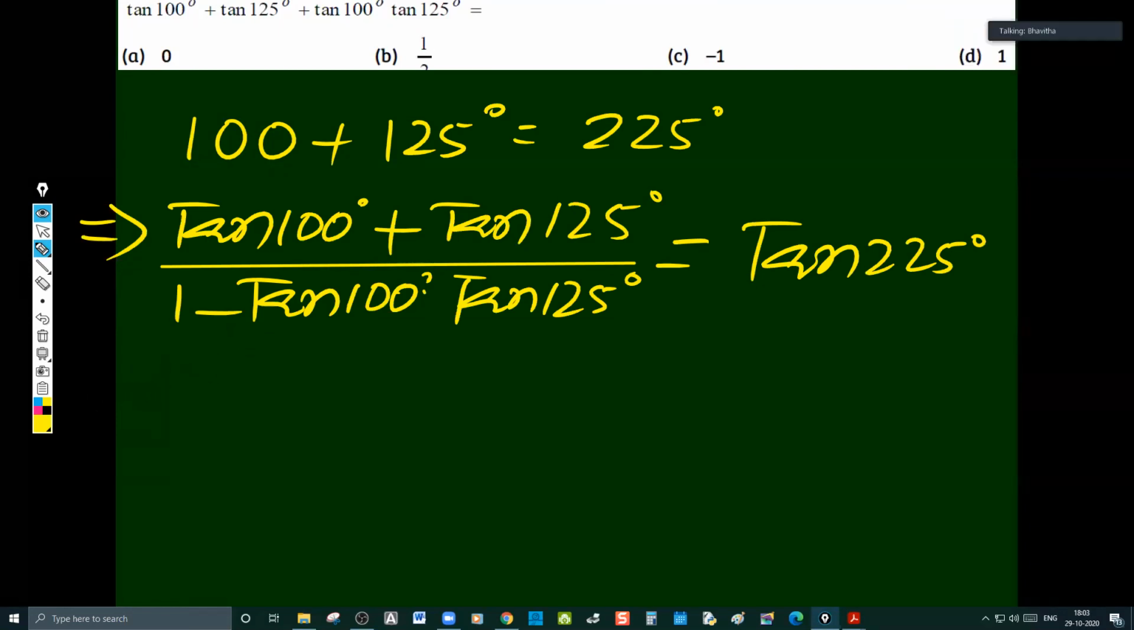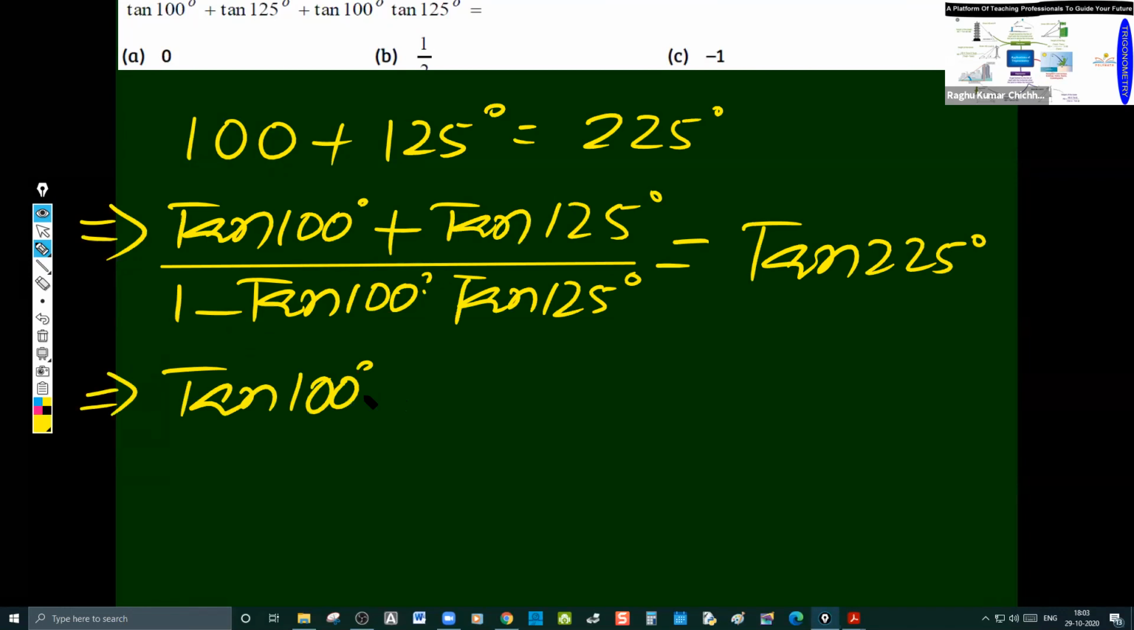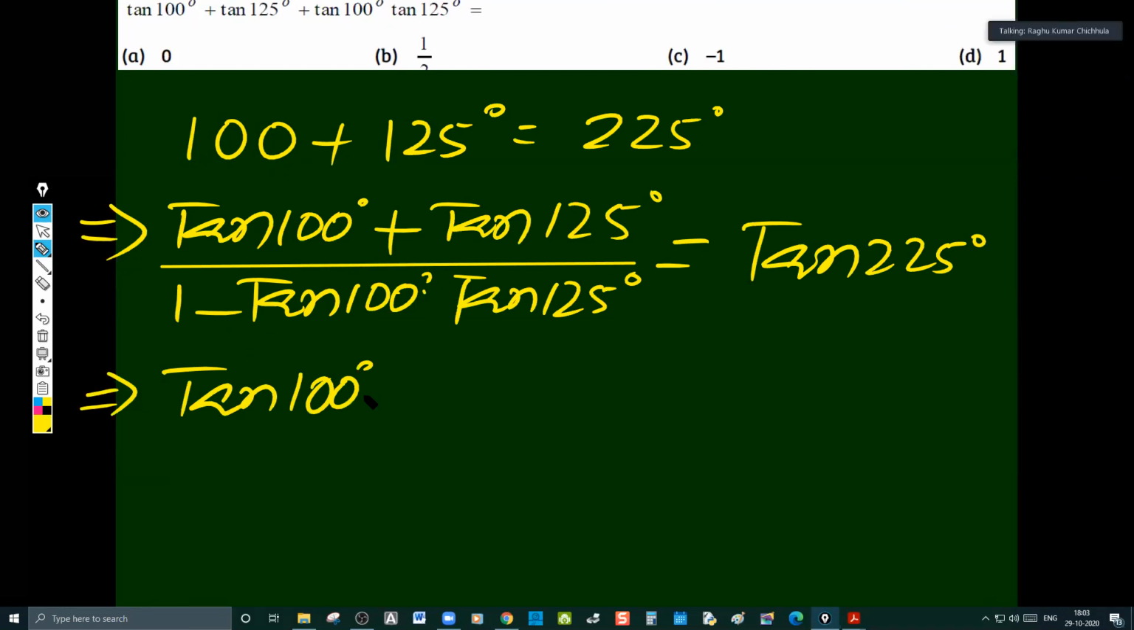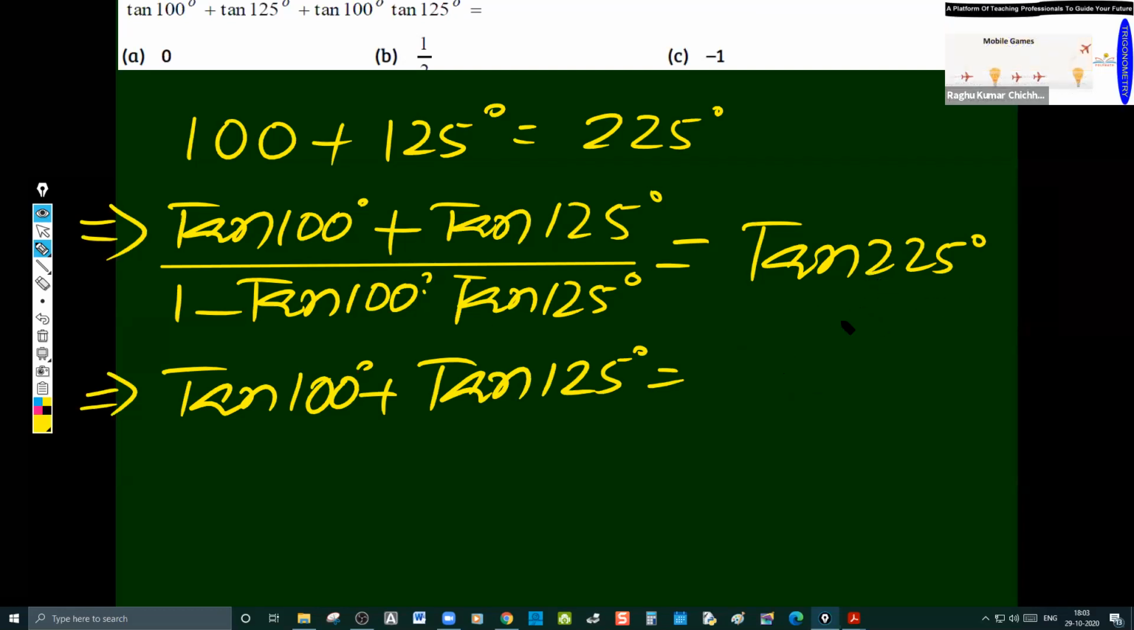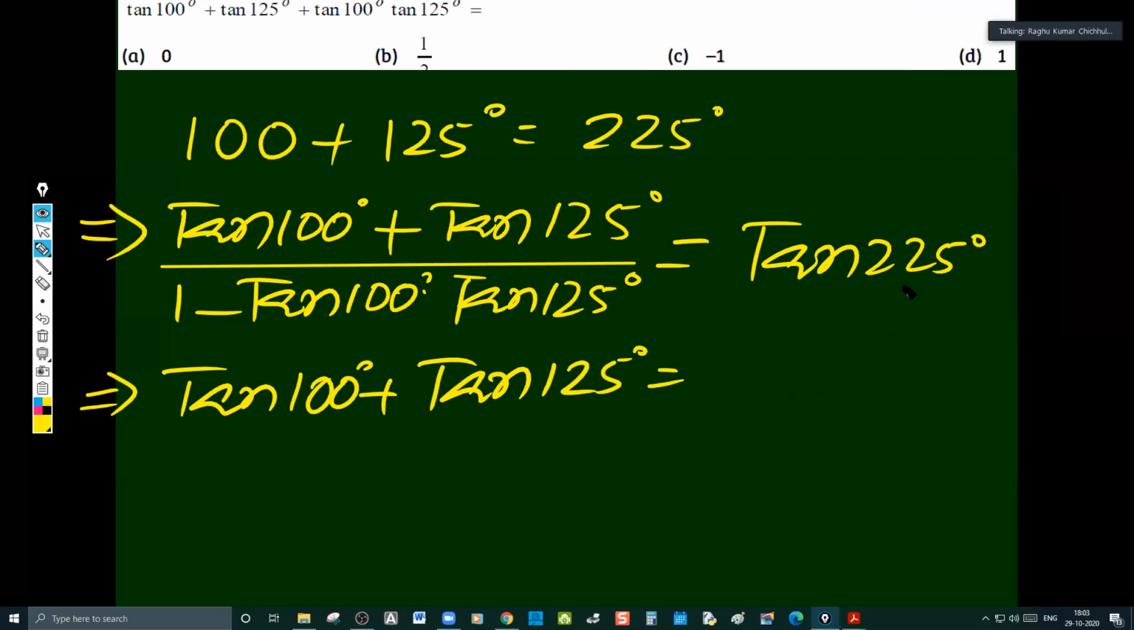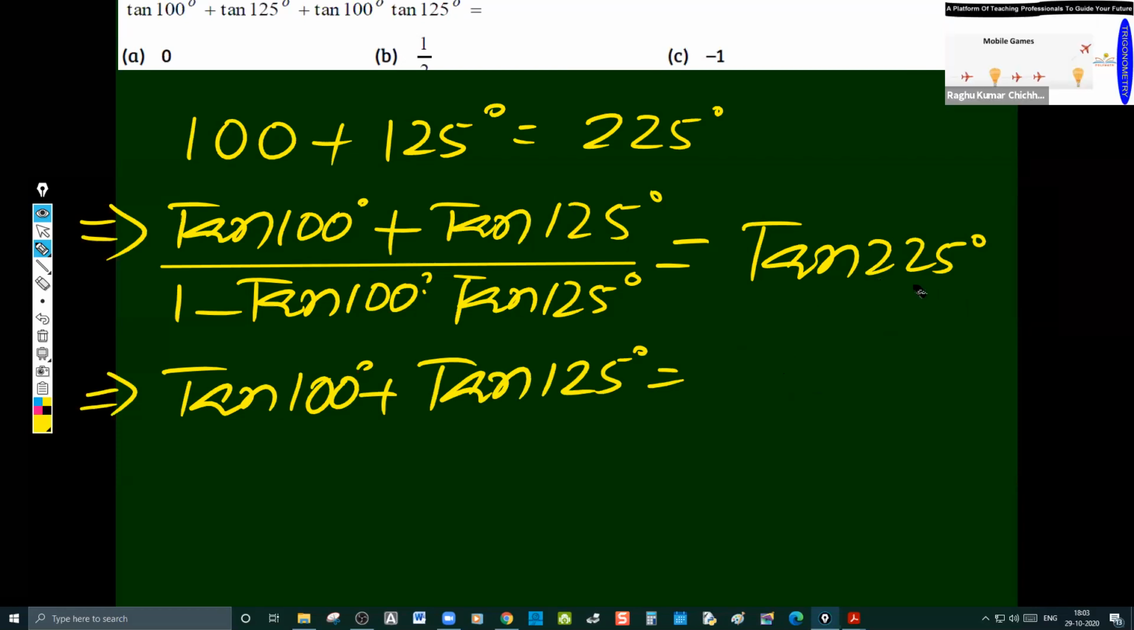Is it minus 1 or plus 1? It is 270 minus 45, so it's negative. Even you can write that, but I've been asking you to prefer 180 and 360. So if you prefer 180 plus 45, third quadrant, tan is positive, tan 45 is 1.